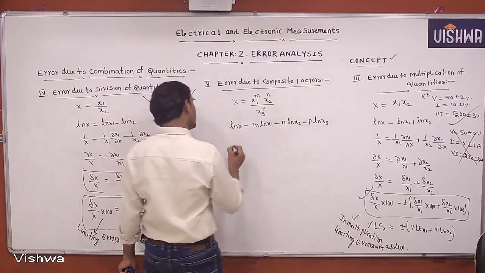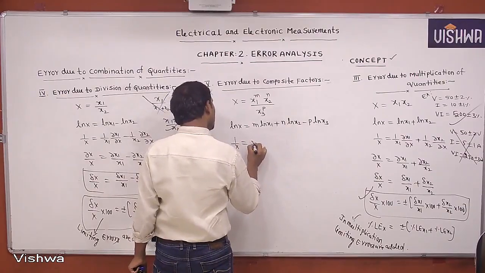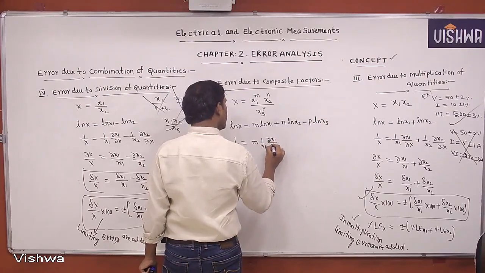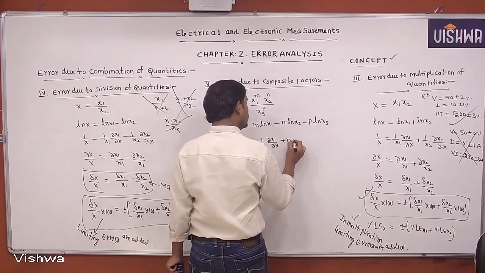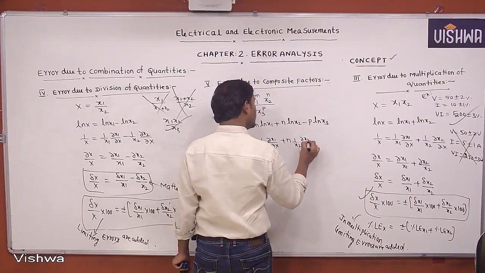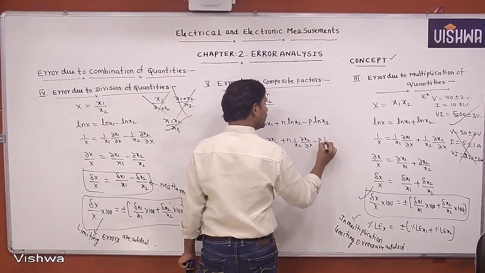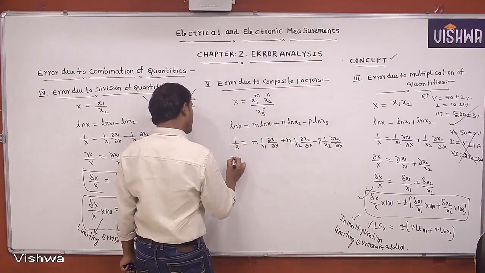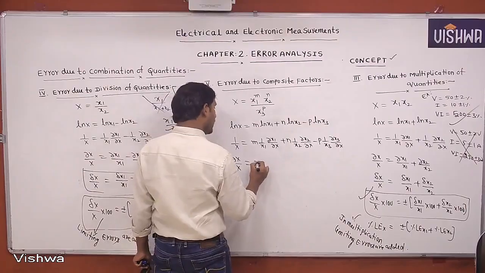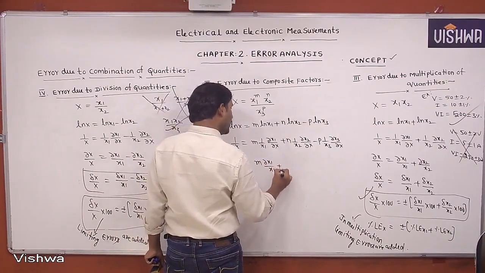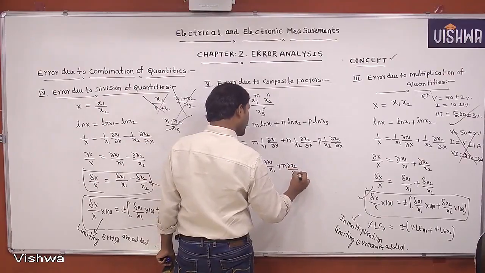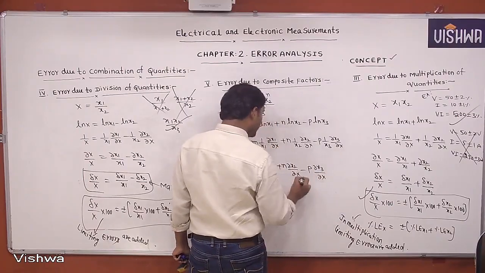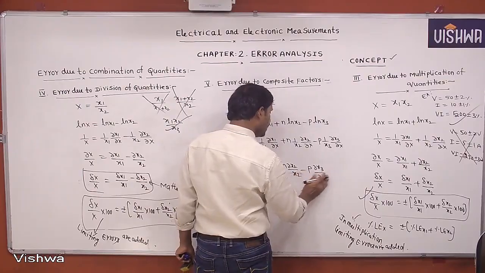Partially differentiate both sides with respect to x. Then 1 by x equals m into 1 by x1 into dou x1 by dou x, plus n into 1 by x2 into partial differentiation of x2 with respect to x, minus p into 1 by x3 into partial differentiation of x3. Then what you write? This equals m into dou x1 by x1 plus n into dou x2 by dou x minus p into partial differentiation of x3. This is x2, this is x2 and this is x3.